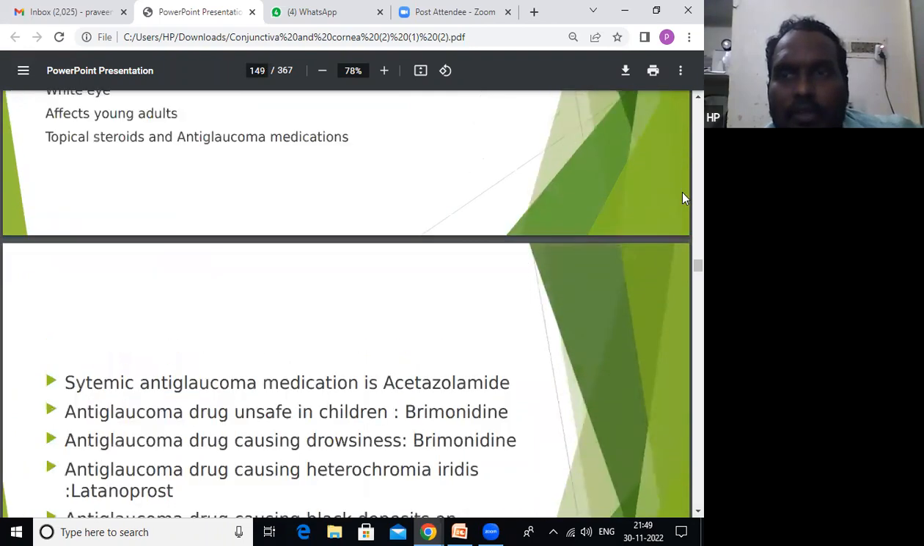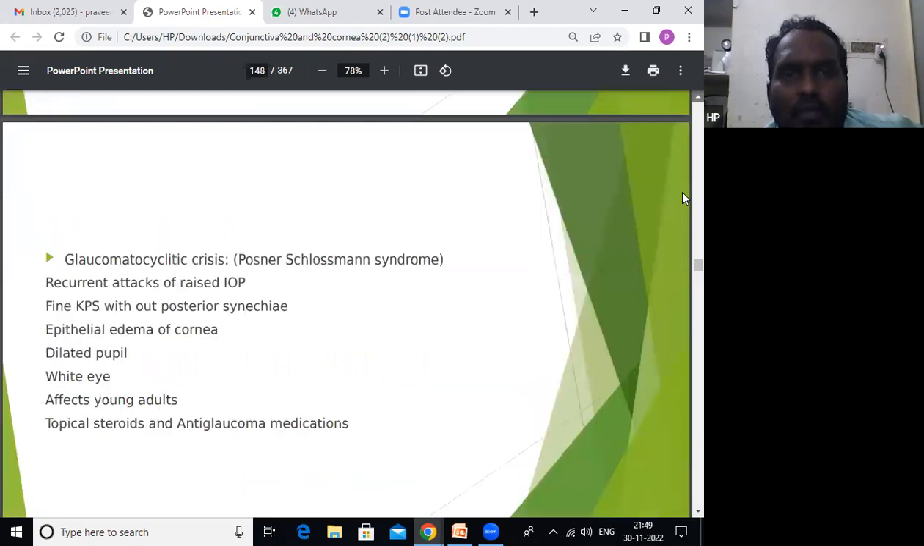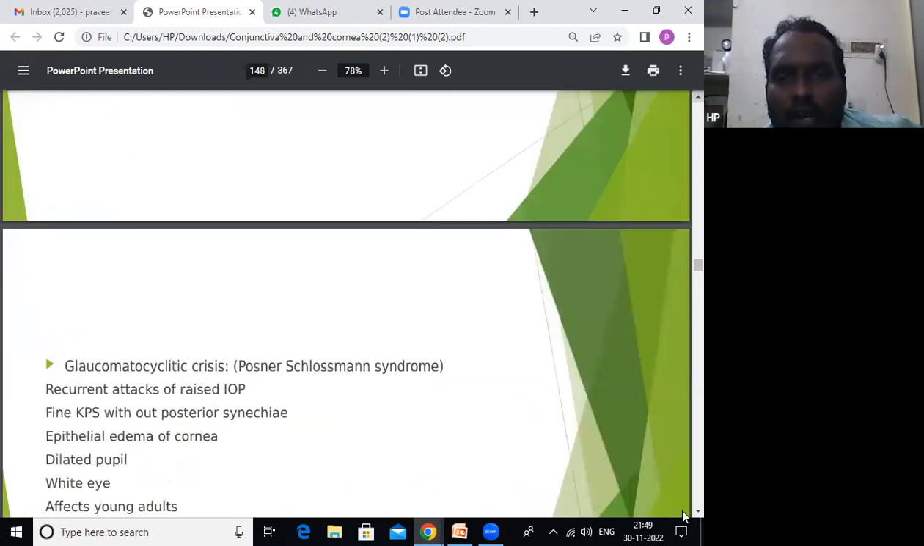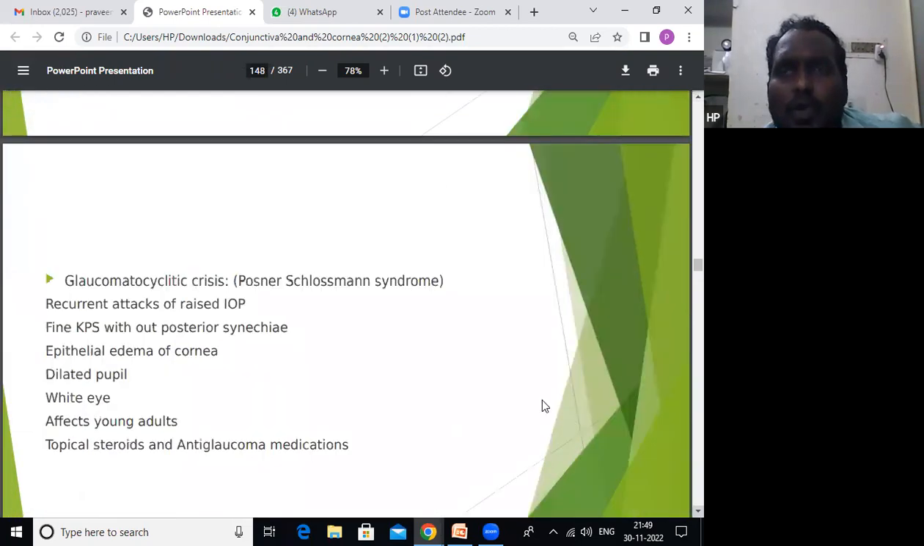Then this is another important slide, glaucomatous crisis, also called Posner-Schlossman syndrome. Many times they will ask questions; it's a fancy topic for the examiners. It has recurrent attacks, fine keratic precipitates, and no posterior synechiae. The pupil is dilated and the eye is white. When you have uveitis, usually the eye is red, but in Posner-Schlossman syndrome, the eye is white.